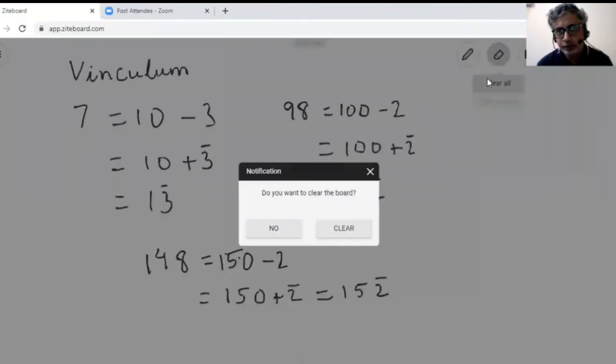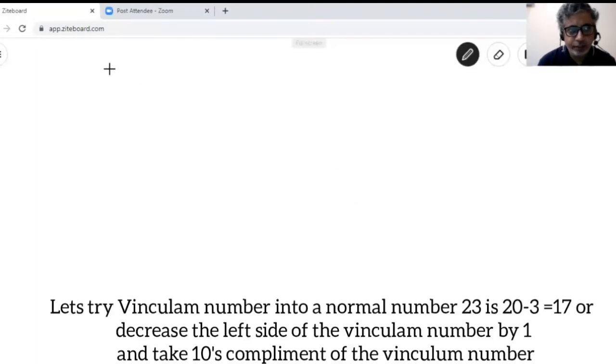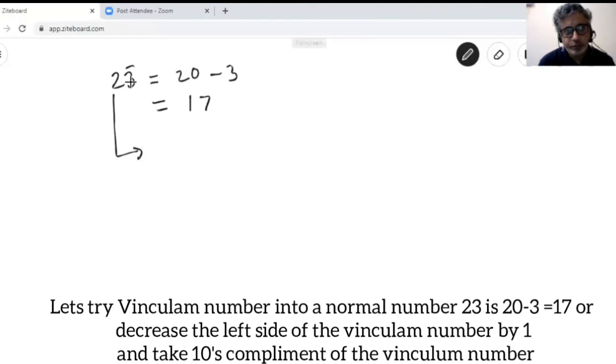Let me clear the board. If you have a number like 23 bar, where the bar is only on 3, this is equal to 20 minus 3, which is nothing but 17. So 23 bar is equal to 17. This is one way of doing it. The second way is to reduce the number on the left side of the Vinculum number by 1 and take the tens complement of 3. Because 3 is a single digit number, you need to take a tens complement. So reducing 2 by 1 gives us 1, and taking the tens complement of 3 gives us 7, which is nothing but 17. So these two are the same.